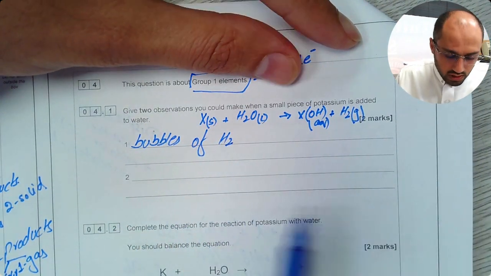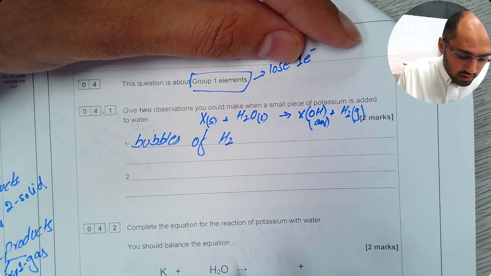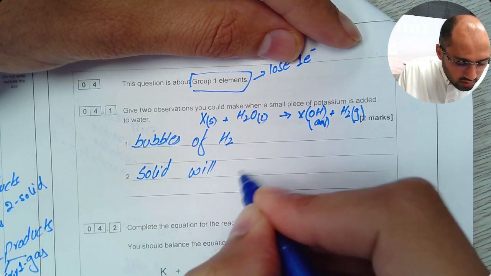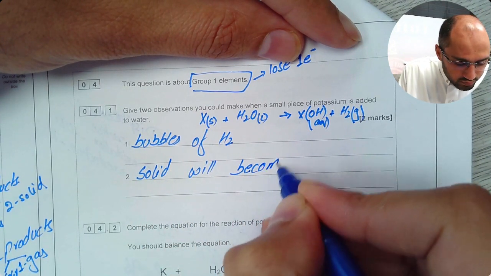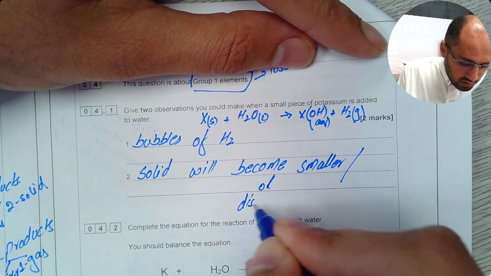Then I can also see there was a solid on the reactant side, but on the product side there is no more solid. So I can say the solid will become smaller, or I can say disappear.